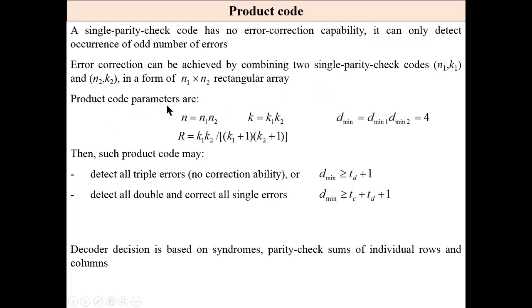Product code parameters: first of all, its minimum distance is 4. It's the product of the minimum distances of both codes, which is 4. Then such a code may detect all triple errors, or detect all double errors and correct all single errors. And actually this second option will be used. The decoder decision is based on syndromes, the parity check sums of individual rows and columns.